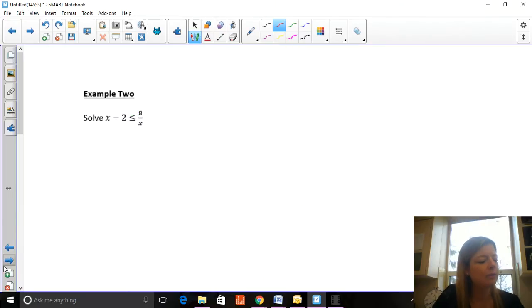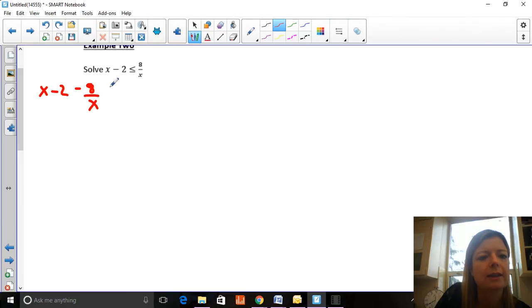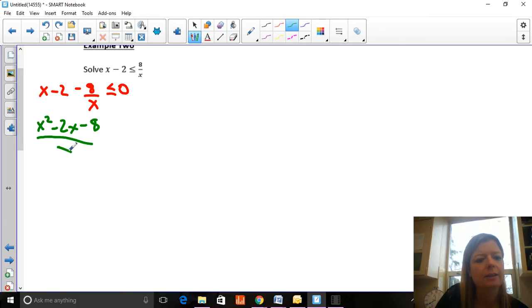Okay, so now we go through the exact same method for example 2 and example 3. Okay, so our first step is to rearrange so everything's on the right side. So we have x minus 2 minus 8/x is less than or equal to 0. Okay, step 2, we get a common denominator, which is x. So we have x squared minus 2x minus 8 all over x is less than or equal to 0.